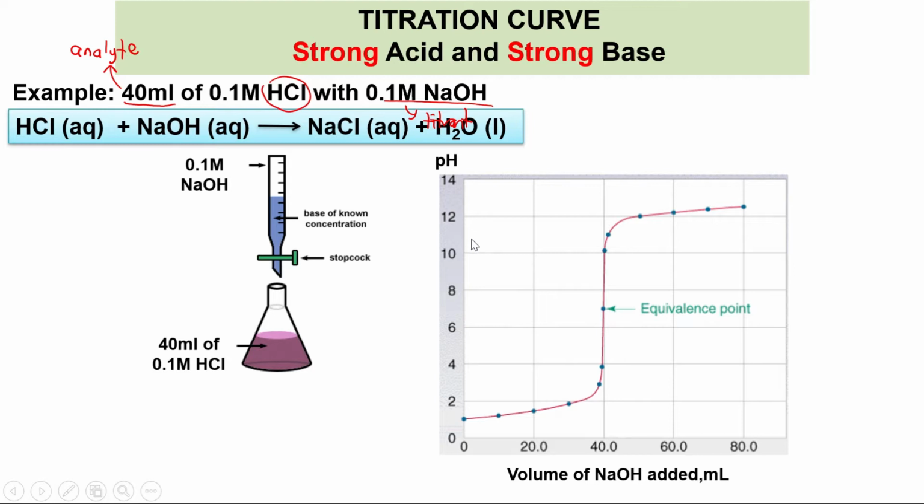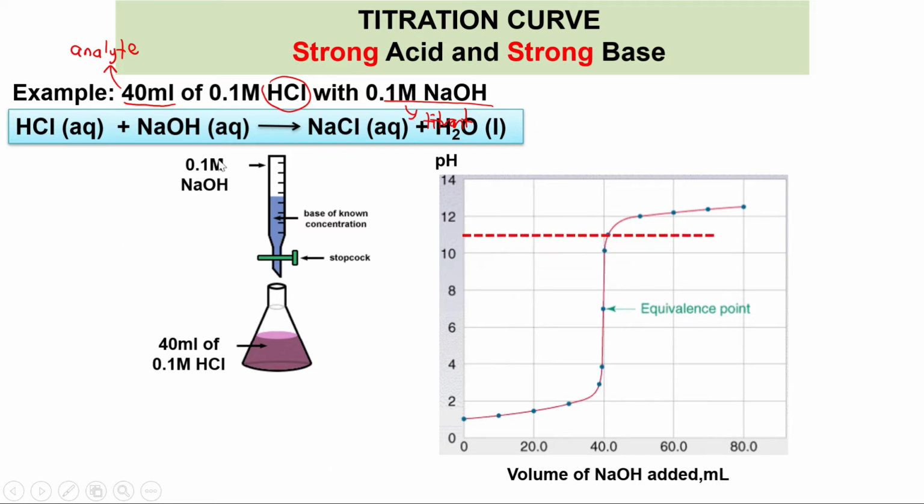My tip is, when you are going to sketch a titration curve, first you need to identify the titrant and analyte, and then you draw the y-axis and also the x-axis. The y-axis represents the pH, meanwhile the x-axis represents the volume of titrant added. In this case, our titrant is NaOH, therefore you write volume of NaOH added in ml.